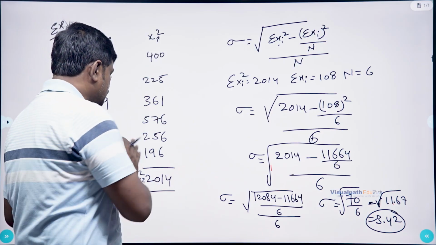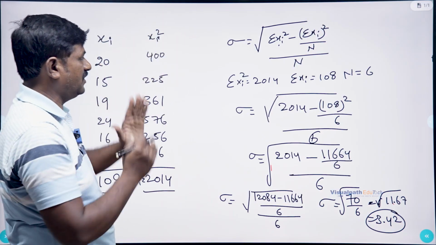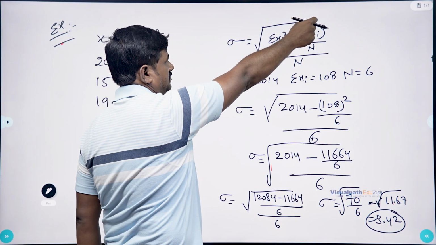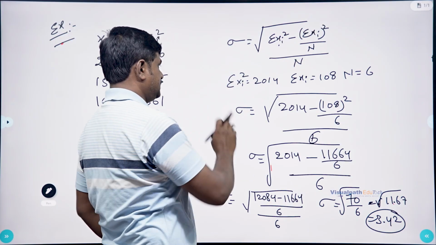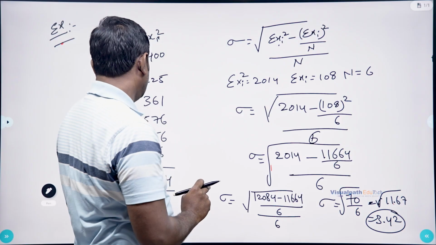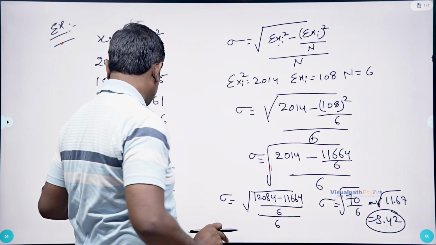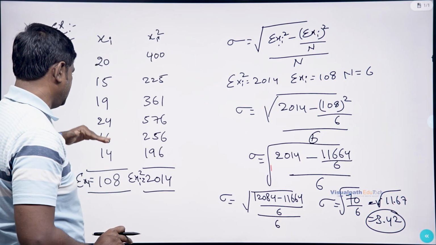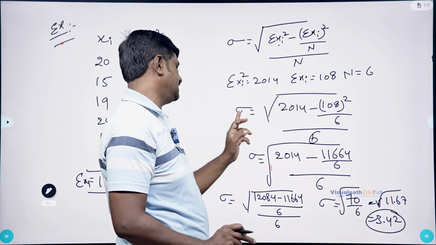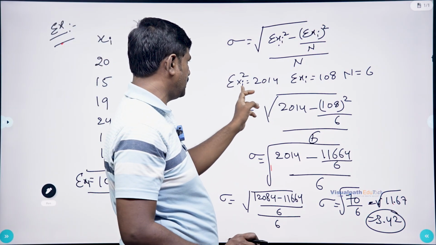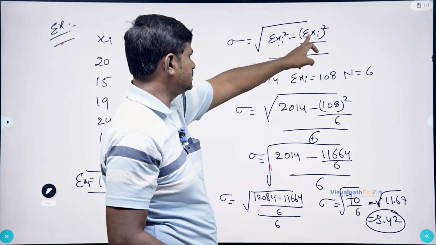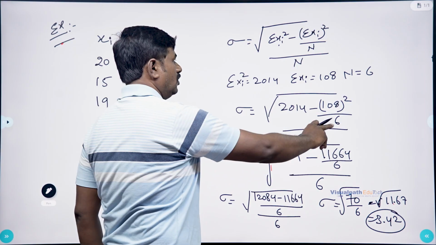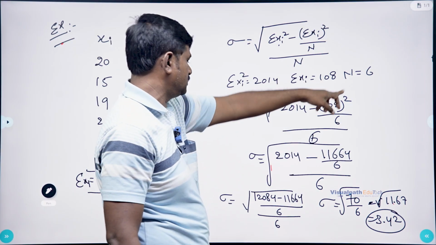So here we have to substitute these values into this formula, that is sigma is equal to the square root of sigma xi square minus (sigma xi) whole square by n, whole by n. Sigma xi square we already calculated, 2014. Sigma xi is 108, and n is the total number of observations, 1, 2, 3, 4, 5, 6. So n is equal to 6. Here sigma is equal to the root of 2014 minus 108 whole square by 6, whole by 6.